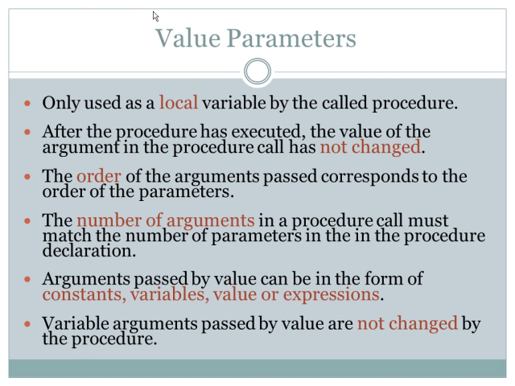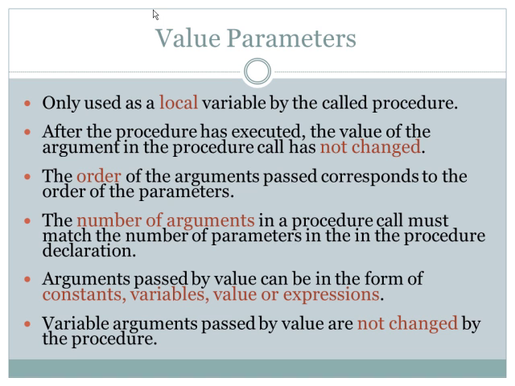So the value parameter is going to actually create a local variable in the procedure. Again, it's not going to change what is happening where it was called. The order of the arguments and the number of the arguments have to be the same. So if in my header I have two integers, then in my call I also have to have two integers.